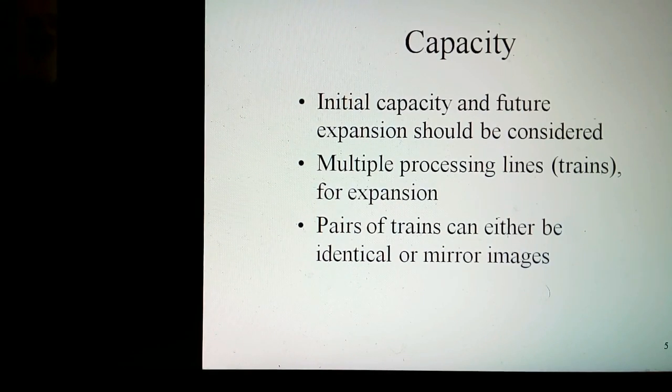Initial capacity and future expansion should be considered. Multiple processing lines trained for expansion. Pairs of trains can either be identical or be mirror images.